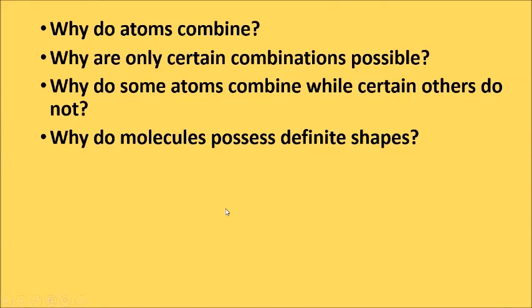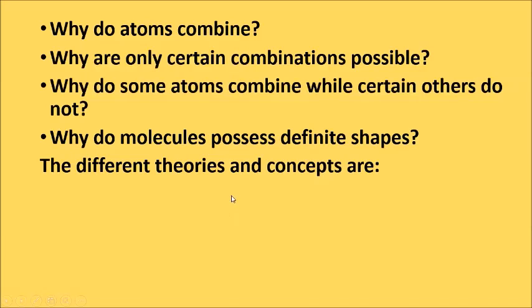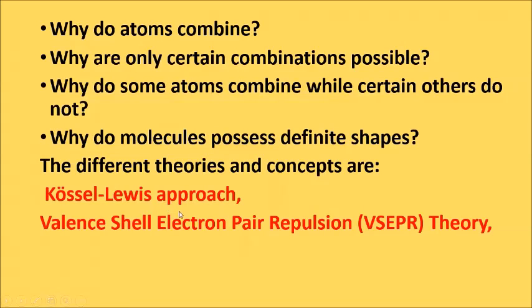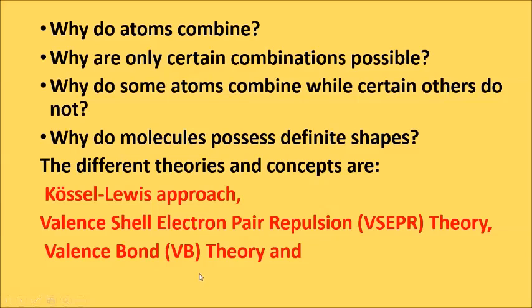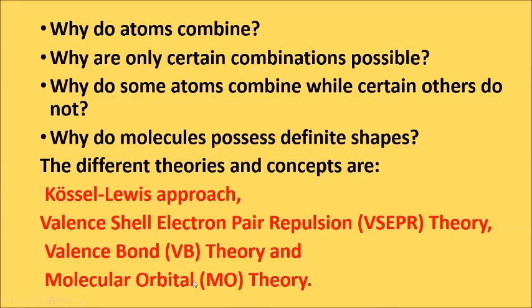So different theories and concepts came, and out of those, what we have to learn are the Kossel-Lewis approach, the Valence Shell Electron Pair Repulsion theory, that is VSEPR, the Valence Bond Theory or VBT, and the last one, Molecular Orbital Theory, MOT. So these four approaches are the theories we have to learn in this chapter.